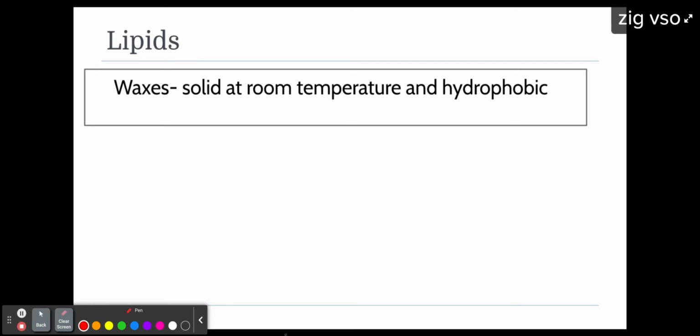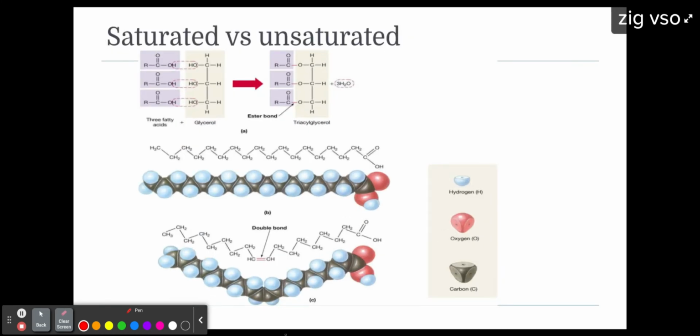Waxes are solid at room temperature and hydrophobic. These are found on the top surface of the leaves of plants, and plants put these waxes together to help prevent water from evaporating from them.